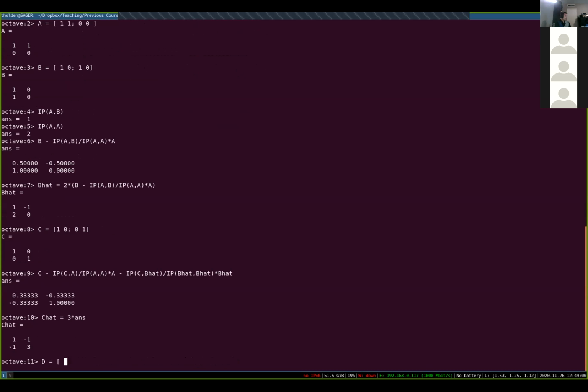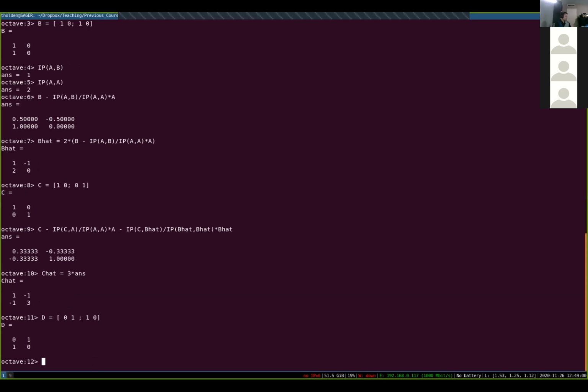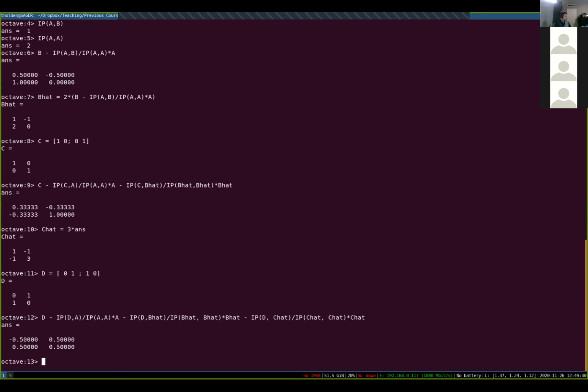And then D was finally this off diagonal thing. So I'm going to do D minus the inner product of D with A divided by the inner product of A with A, minus the inner product of D with B hat times B hat, minus the inner product of D with C hat divided by the inner product of C hat with C hat times C hat. And right, that's the matrix that I got, right? -1/2, 1/2, 1/2, 1/2. And then I set D hat to be 2 times that.